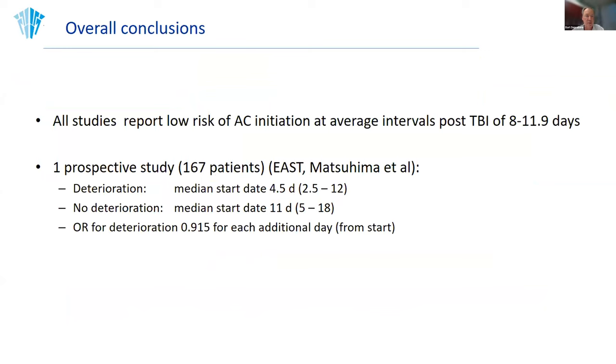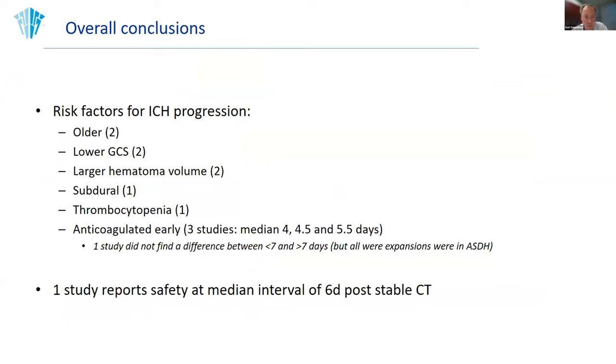And so that's the studies. So all studies actually report a low risk of initiation of AC at average intervals of 8 to 12 days. The best data is from one prospective study where they came to the same conclusion, and the odds ratio for hemorrhagic deterioration was 0.9 for each additional day from the start, which means that this is almost vanished by 11 days. Risk factors for progression were patients being older, lower GCS, larger volumes, thrombocytopenia, and obviously anticoagulation started earlier. And one study, and that's also very important to emphasize, reports safety at a median interval of 6 days post-stable CT.